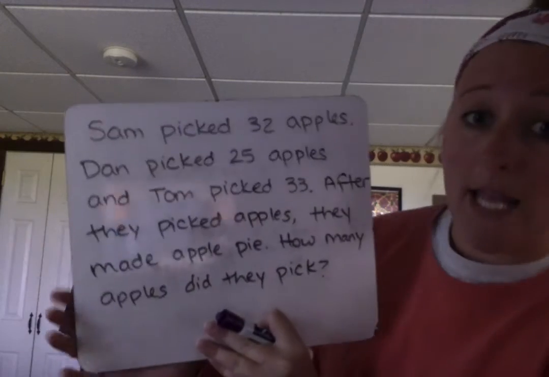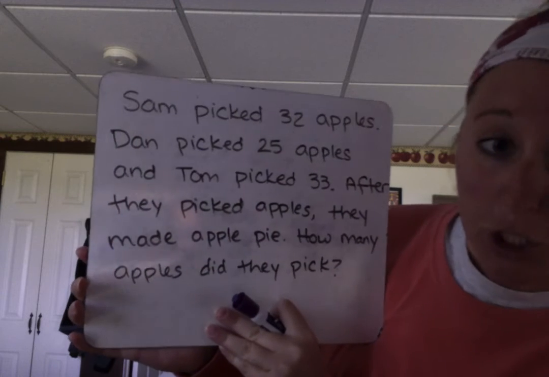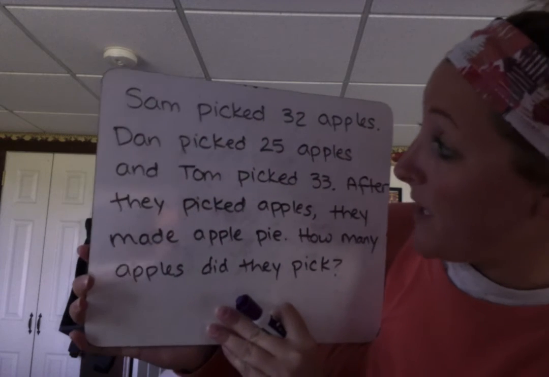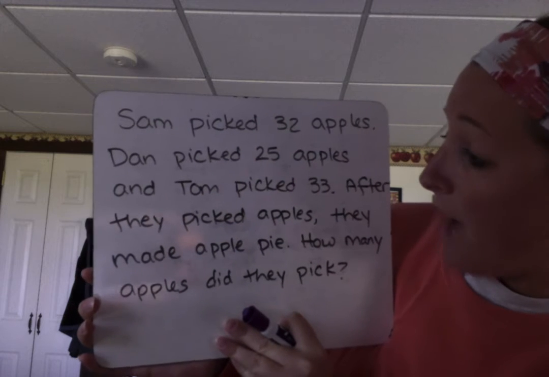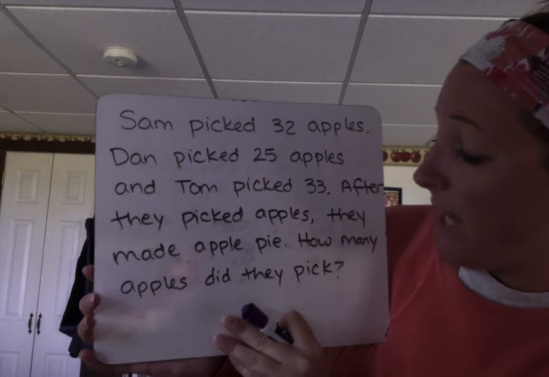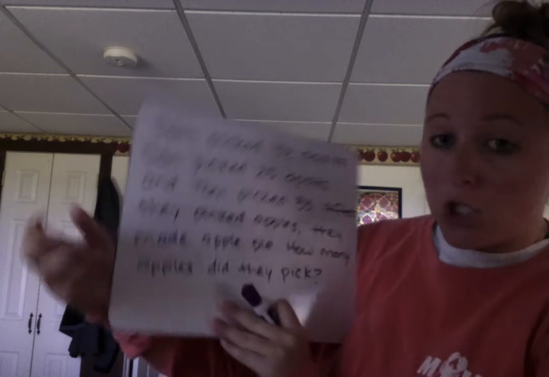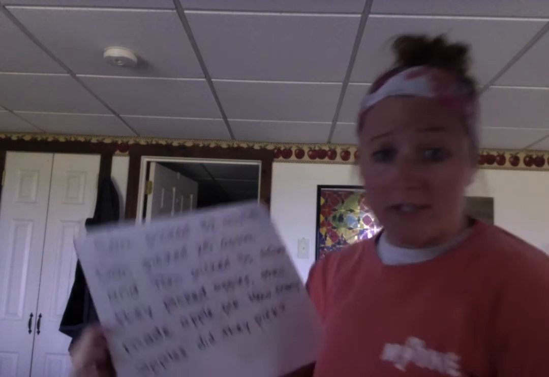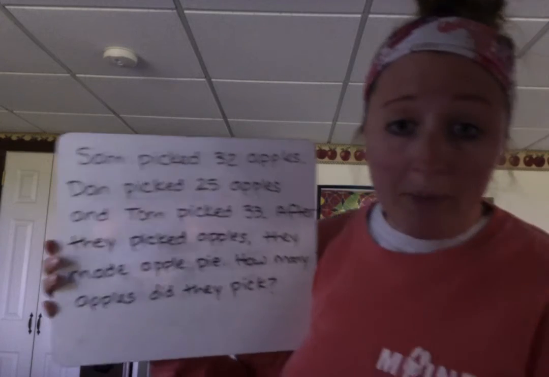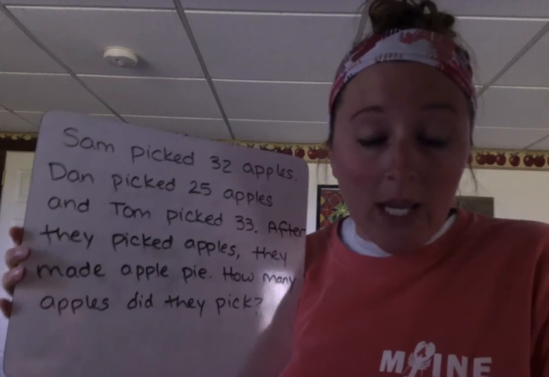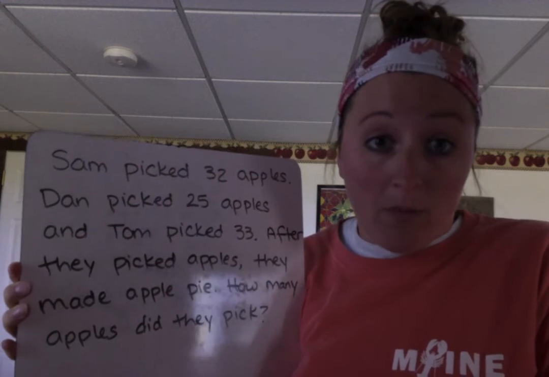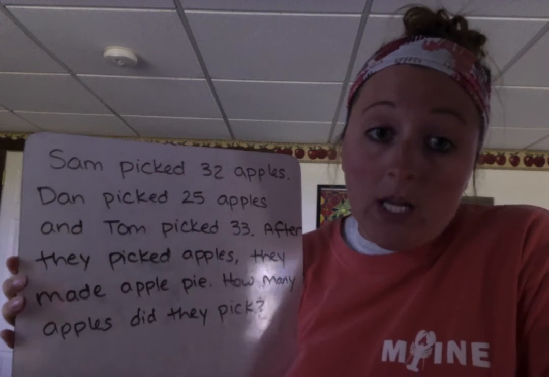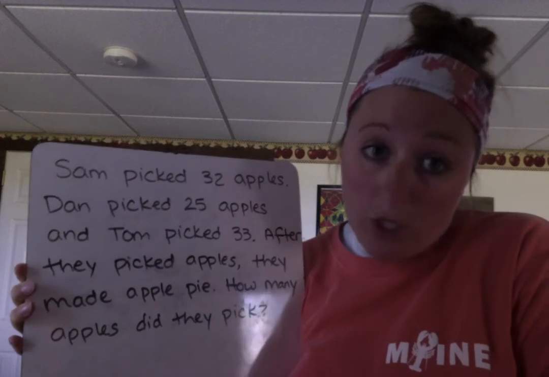It says, Sam picked 32 apples. Dan picked 25 apples, and Tom picked 33. After they picked apples, they made apple pie. How many apples did they pick? So, in this problem, we're obviously talking about apples. So, apples is going to be our label, and you have to include labels in your answer, or I'm going to call them wrong. Because if you don't include the label, then I have no idea what you're talking about.